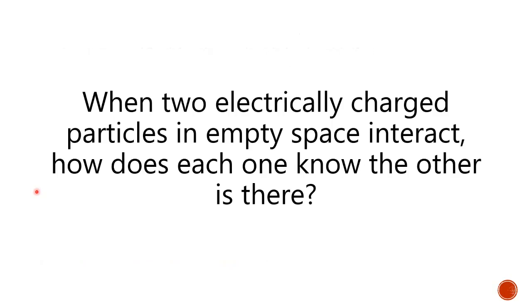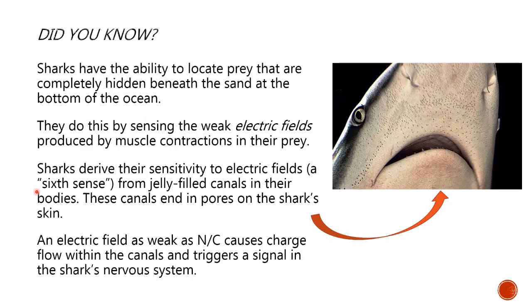When two electrically charged particles in empty space interact, assuming they are in empty space, how does each one know that the other is there? How will we know that there's another charged particle a few micrometers away from one particle? It's because of this particular quantity called the electric field.